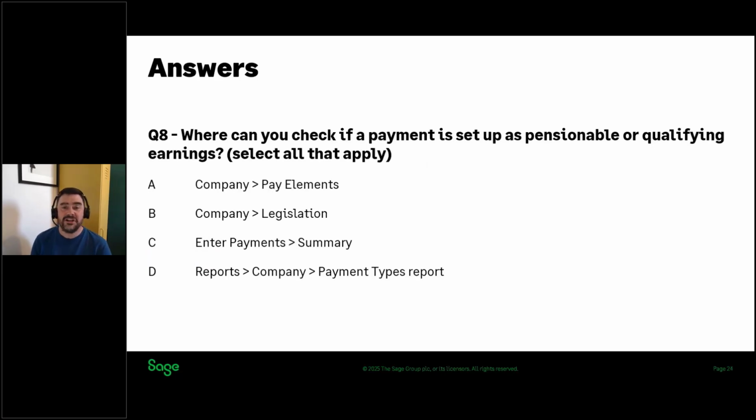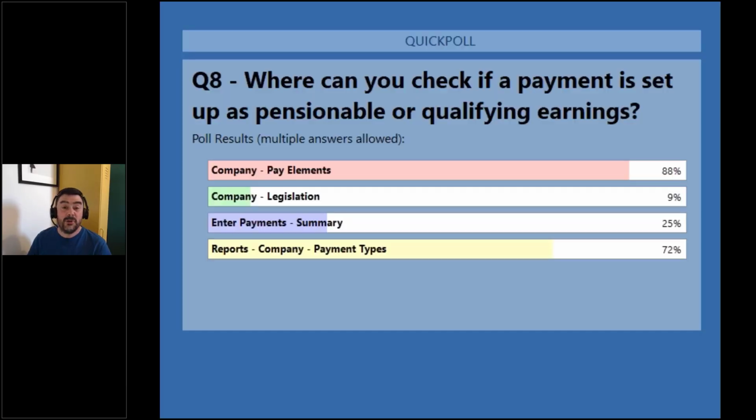Last one for round 2. Where can you check if a payment is set up as pensionable or qualifying earnings? So let's have a look at what you said. This was multi-select again. So where can you check that setting? 88% of you said company and pay elements. 72% of you think you can check it from reports, and it's the payment types report. 25% of you thought enter payments. So let's check the correct answers.